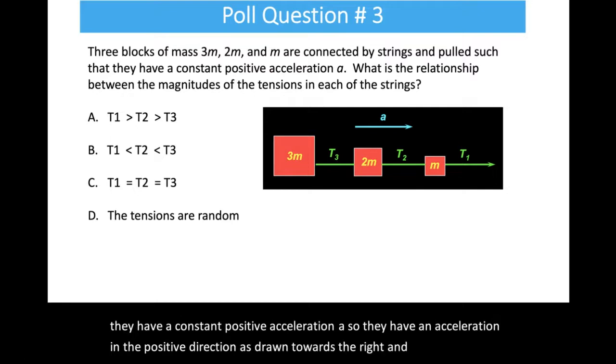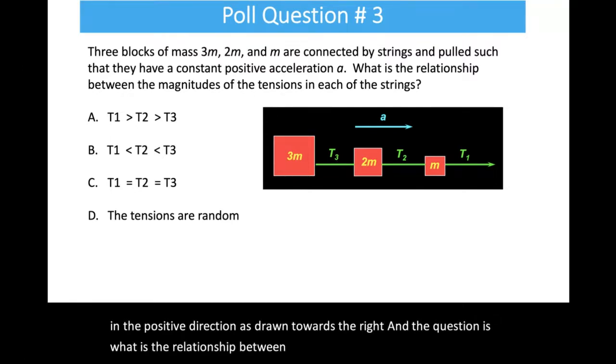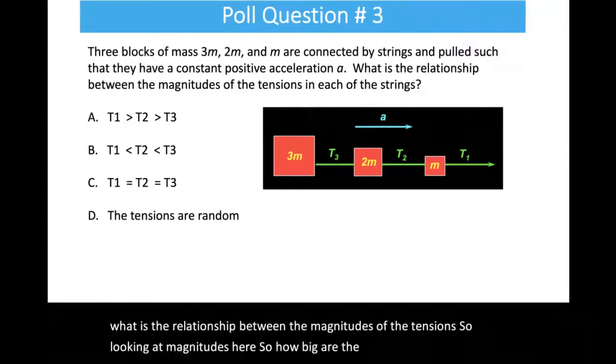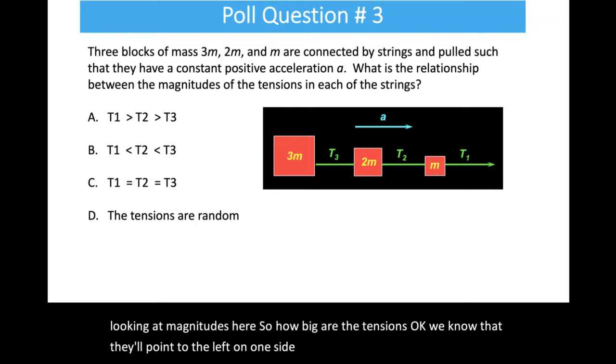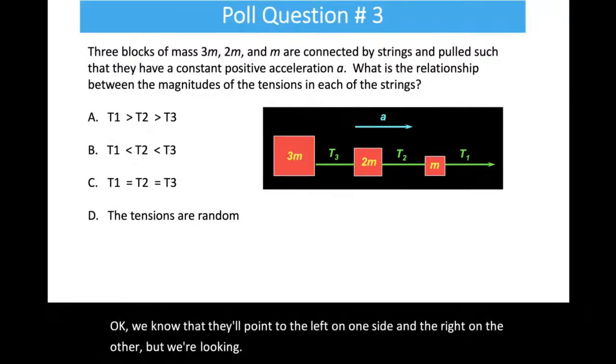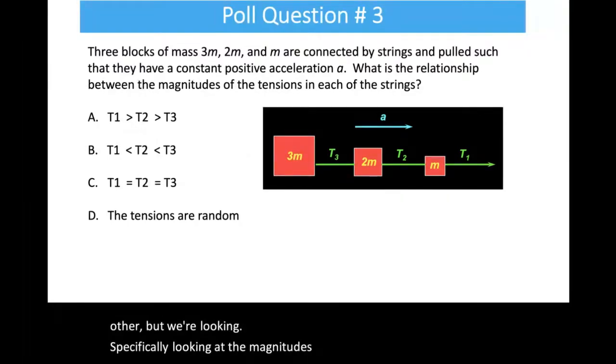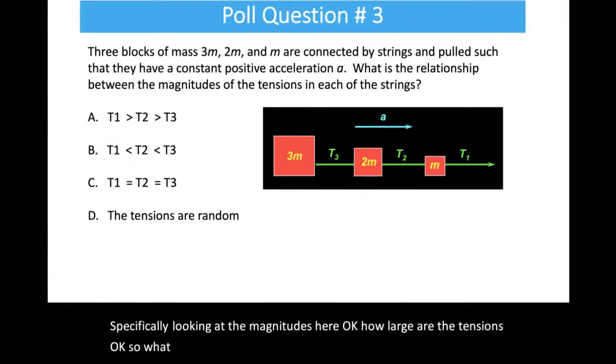And the question is, what is the relationship between the magnitudes of the tensions? So we're looking at magnitudes here. How big are the tensions? We know that they'll point to the left on one side and the right on the other, but we're specifically looking at the magnitudes here. How large are the tensions? What is the relationship between the magnitudes of the tensions in each of the strings?